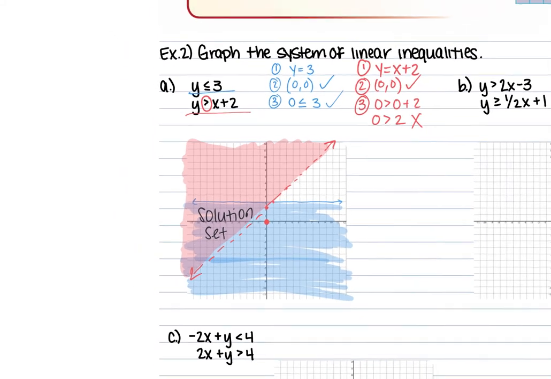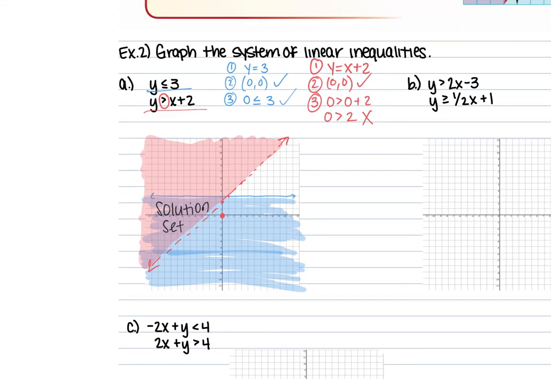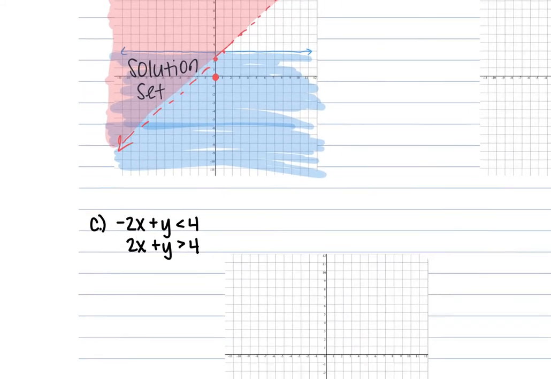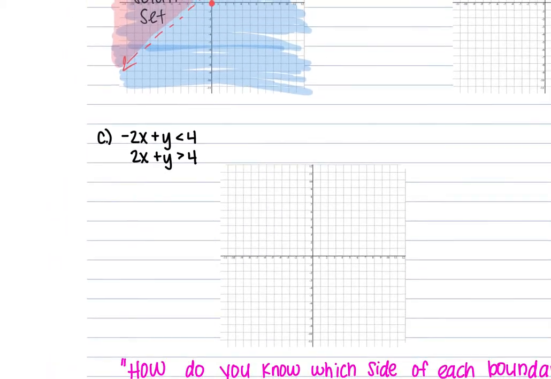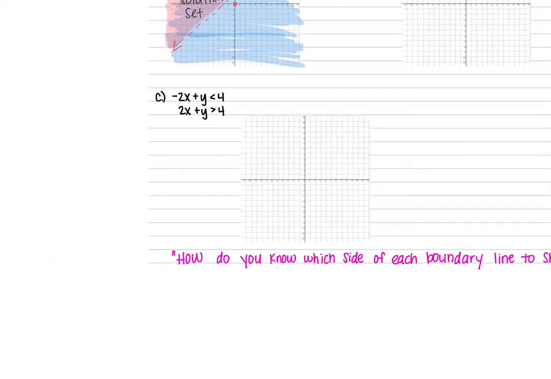Okay, let's try another one. B, you guys are going to do on your own, okay? A lot of people have been making the mistake. Don't put B in right now. You guys are going to do that one on your own. We're going to jump down to C. So everyone go to C, okay?